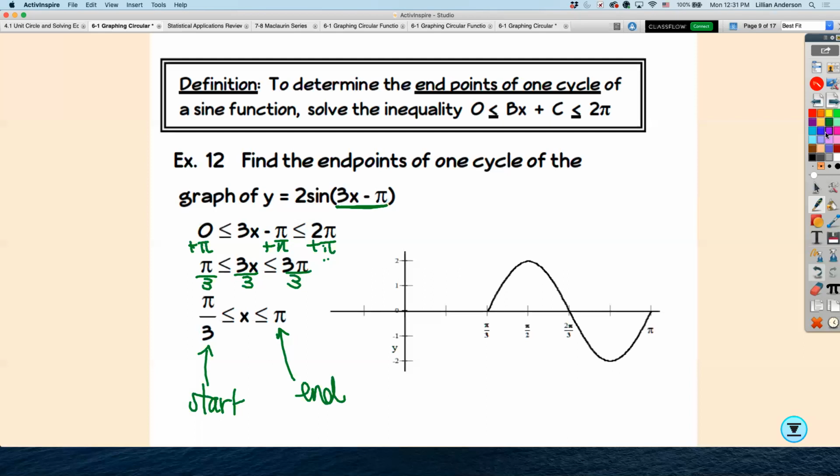Pi over 3. Very good. It's negative c over b. So that's negative pi over 3. Two negatives make a positive, so it's pi over 3. The graph moves to the right pi over 3 units, and we can see that from the graph.